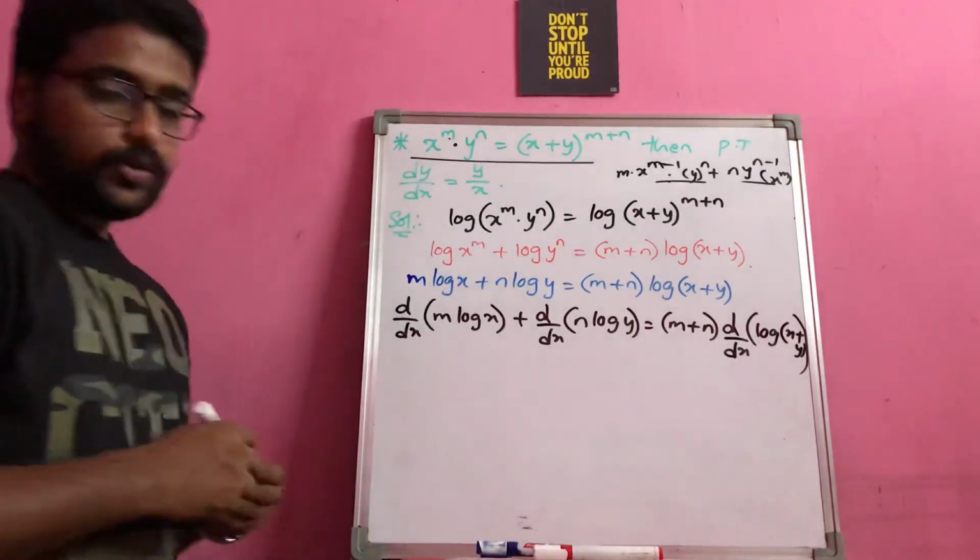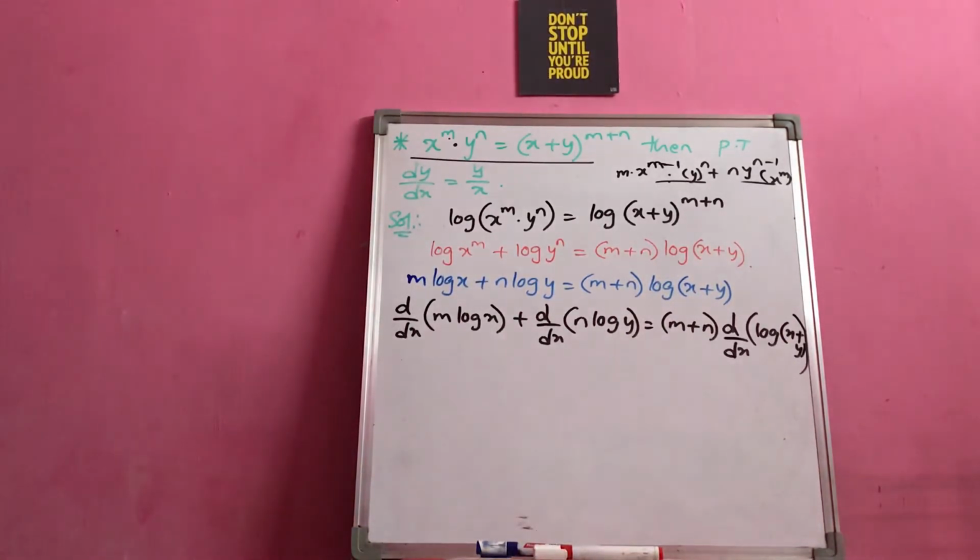So you can observe in the first and second term, m and n are for sure constants because there is no variable involved there. So you can pull those terms out of the differentiation. And also on the right side, I had already taken that m plus n out of the differentiation, because m plus n is a constant value.